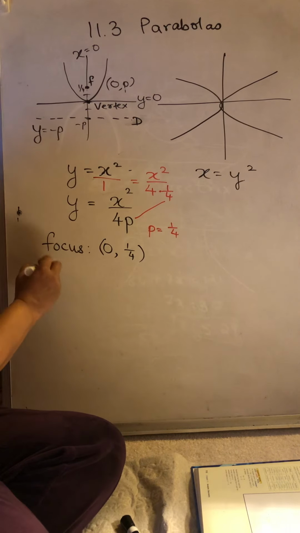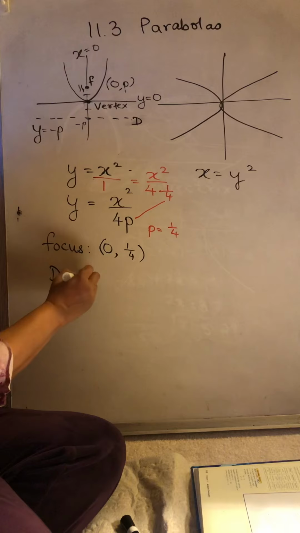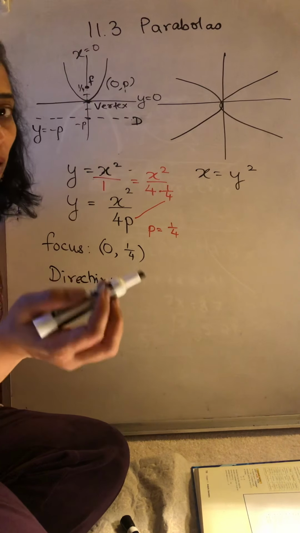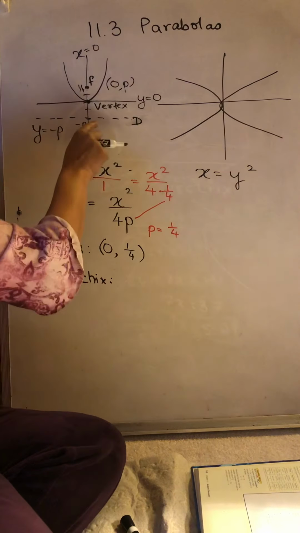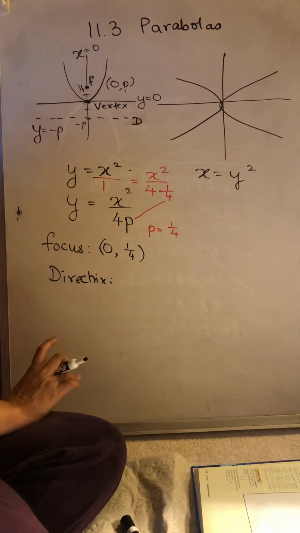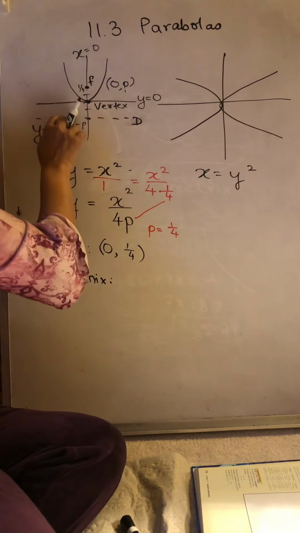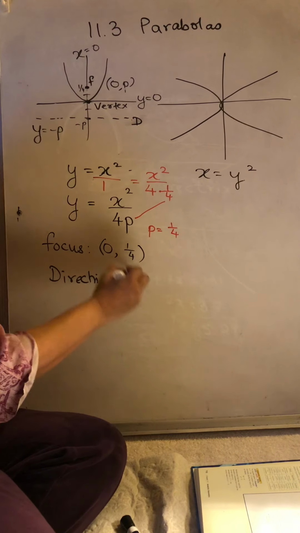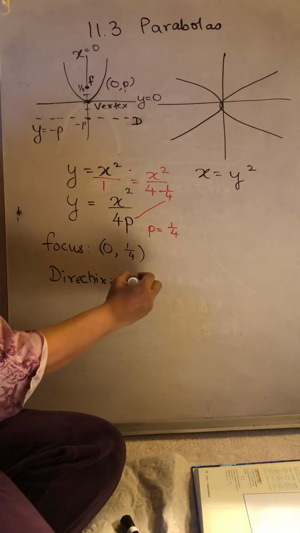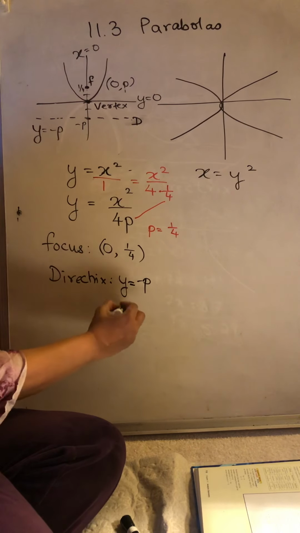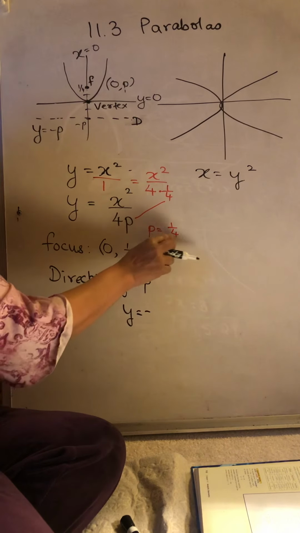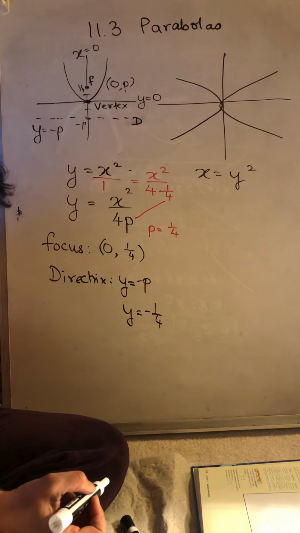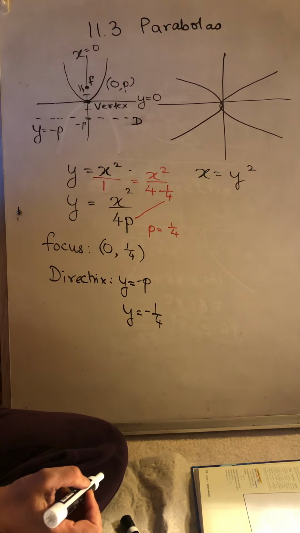What about the directrix? Directrix is a line. So either it will be x equals something or y equals something. In this case, it's a horizontal line. It's parallel to the x-axis, which means it's going to be y equals something. What did we say it is equal to? Negative p. In this case, our p is 1/4. So negative 1/4. Make sense?